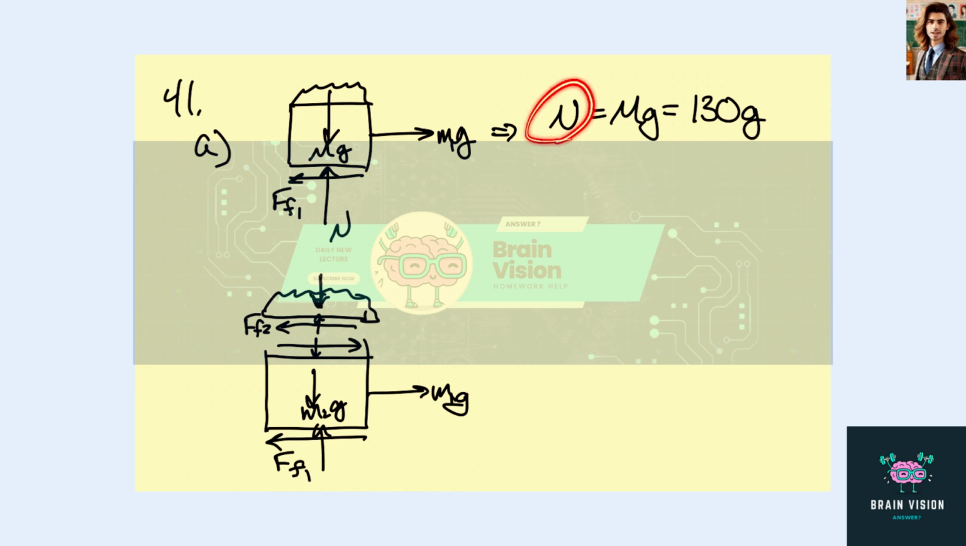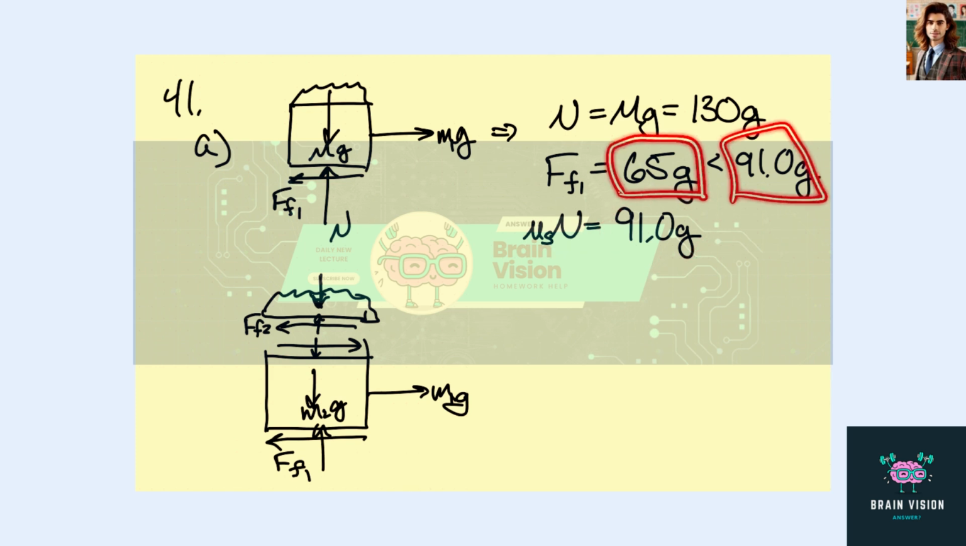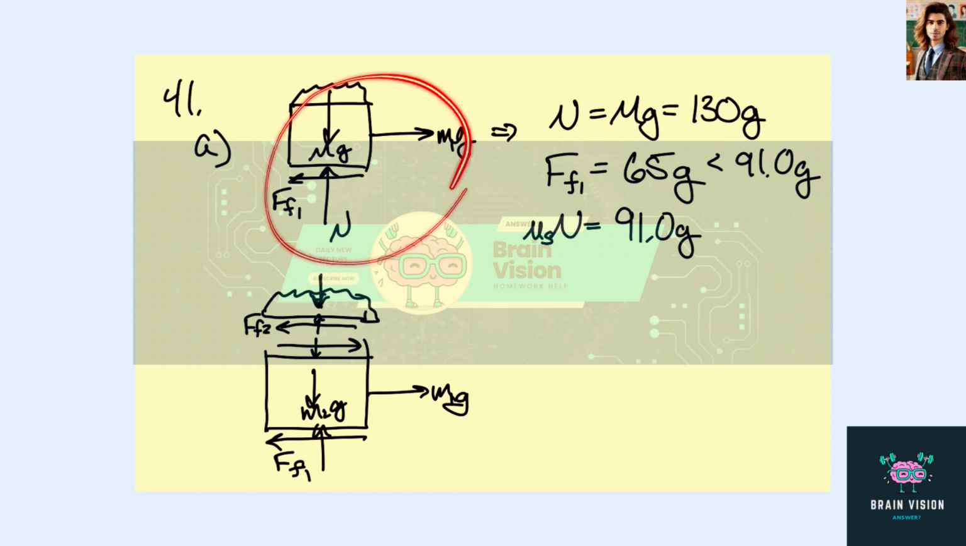So we have N equals the total mass, which is 130 kilograms, times G. And then F, we can figure out is equal to M1G, and that becomes 60 times G. And if we look at what the static coefficient of friction times the normal force is, that becomes 91 G. And we can see that in fact this friction force is less than the maximum value that it can be to prevent it from sliding. So it is in static equilibrium.